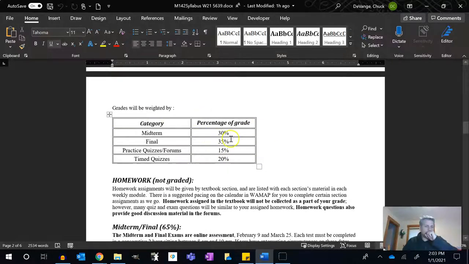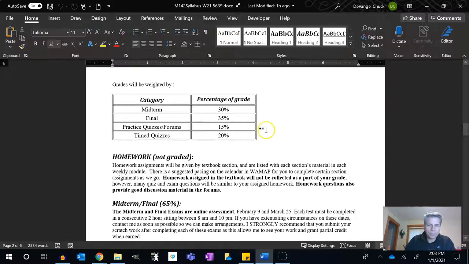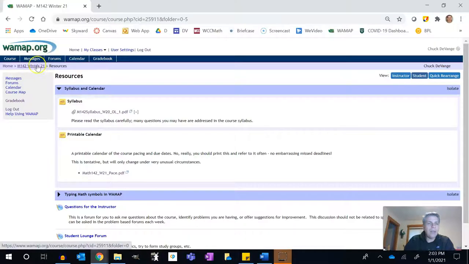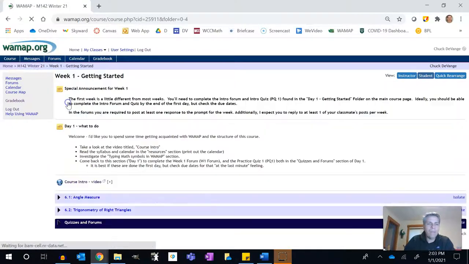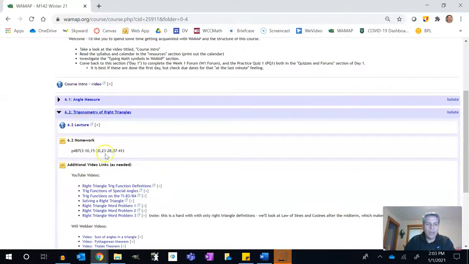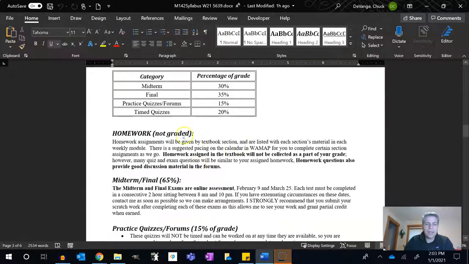Percentages for each category for the class. So a couple things. We have homework. I showed you that back in week one, that with each section that has a lecture associated with it, there's homework as well. And you can see that it says that homework is not graded. So I'm not going to look at your homework questions, but I think it is really, really advantageous to you to try the problems. Make sure that you are getting practice in on the skills.